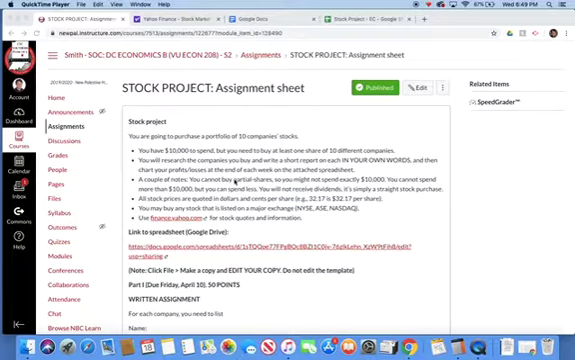But here's the basic idea, and that is you're going to buy 10 company stocks. So essentially, you're going to invest, with fake money, of course, in 10 companies. You're going to track their stock price over the course of the rest of the semester, and we'll see how our portfolio does. That's really the basic gist of this.